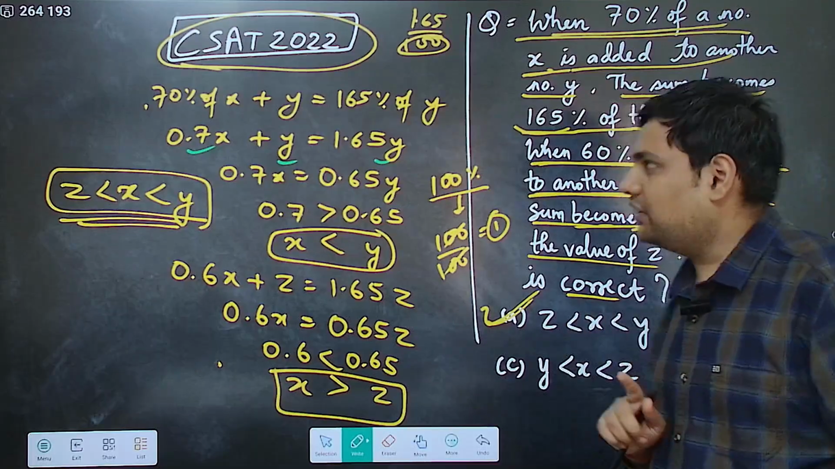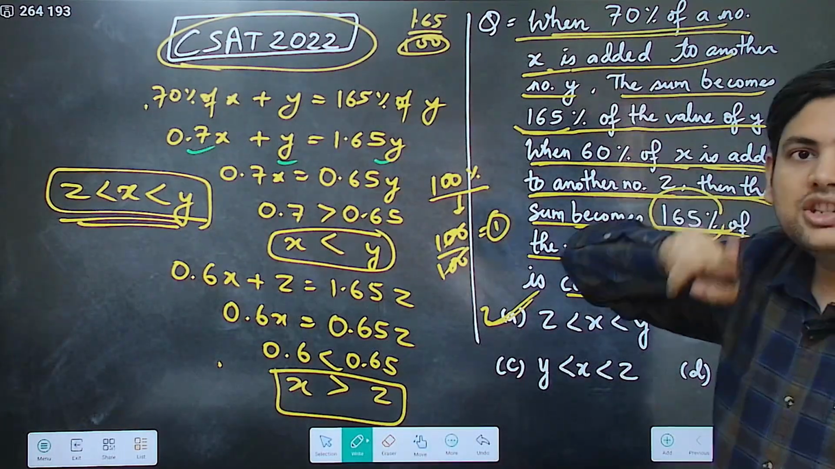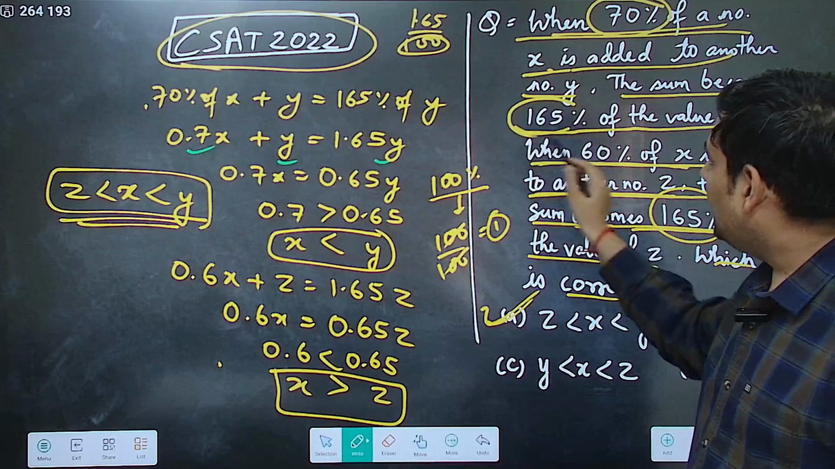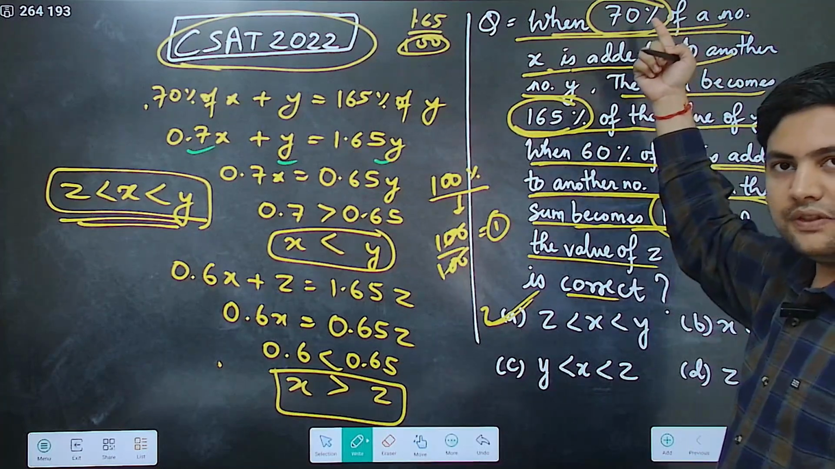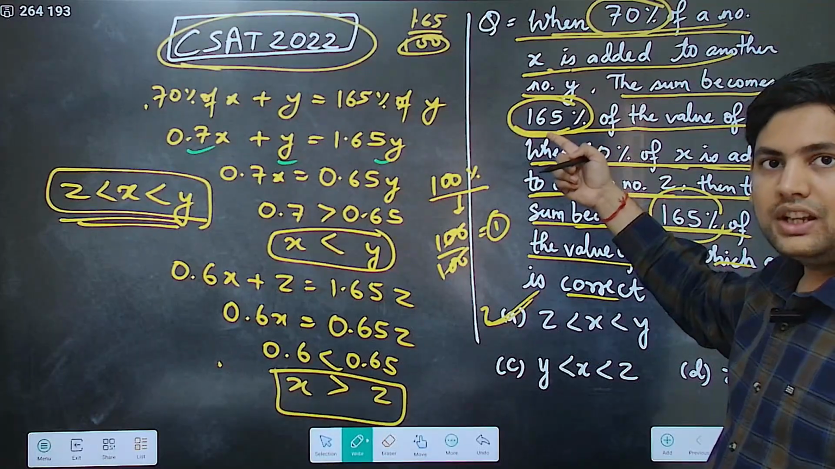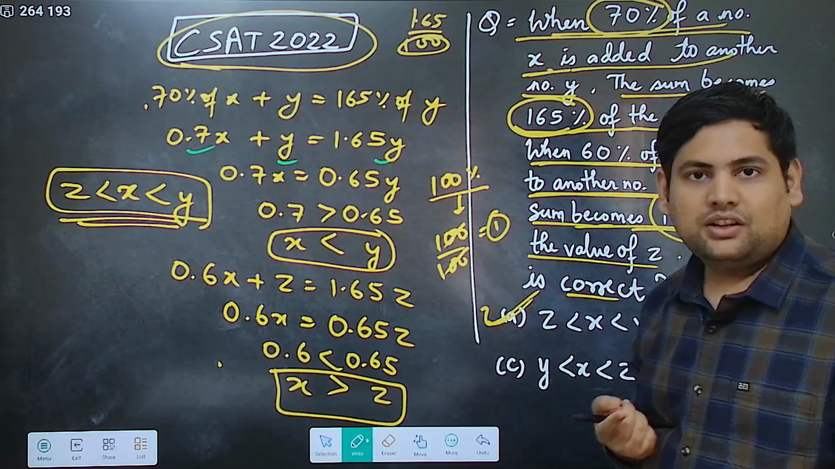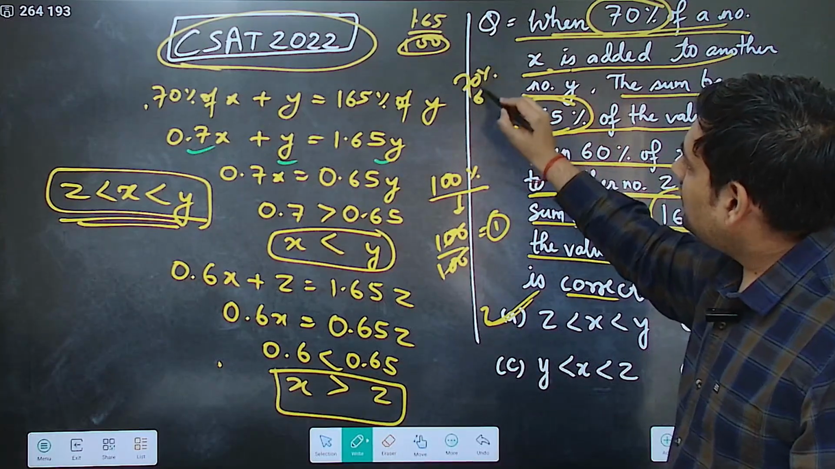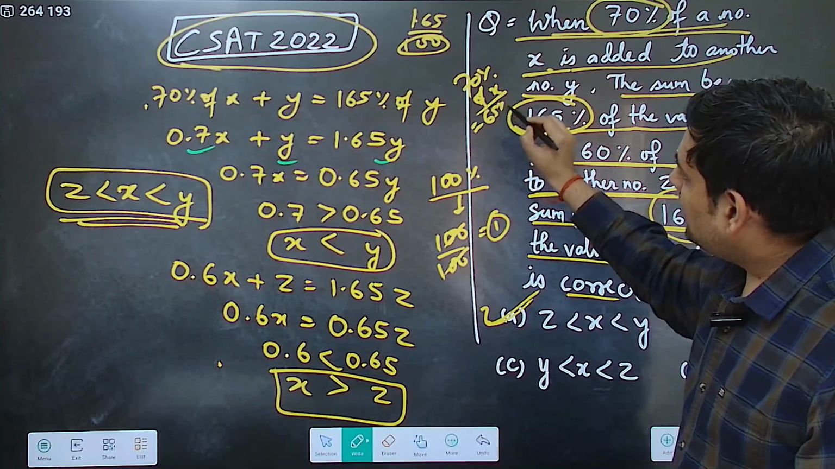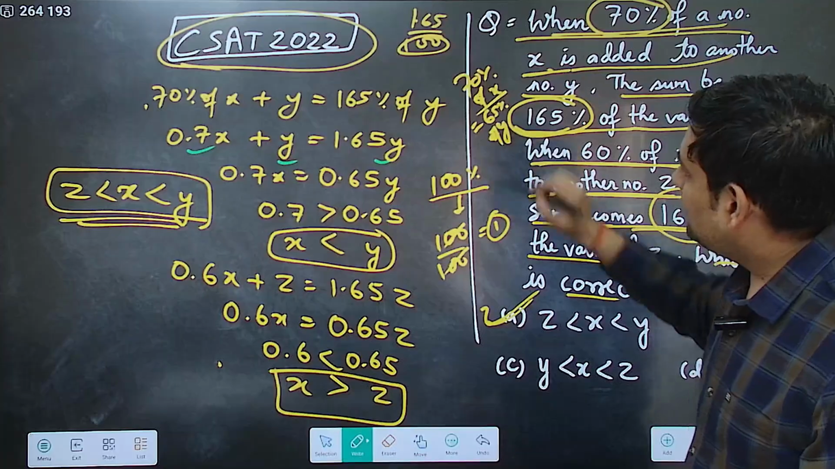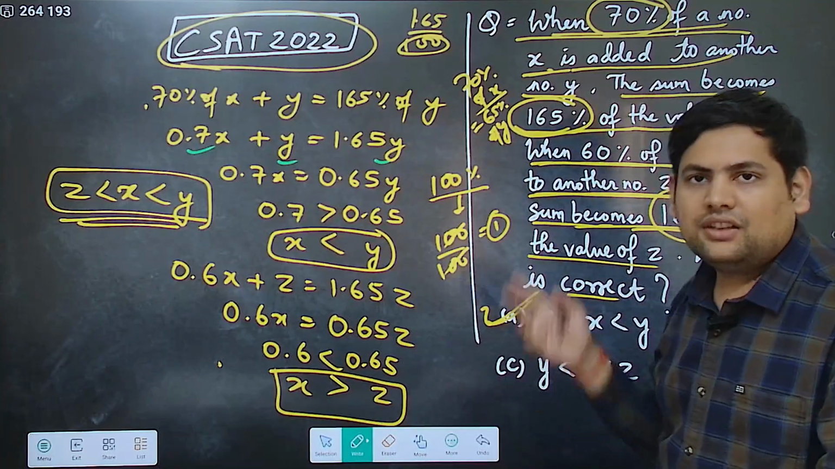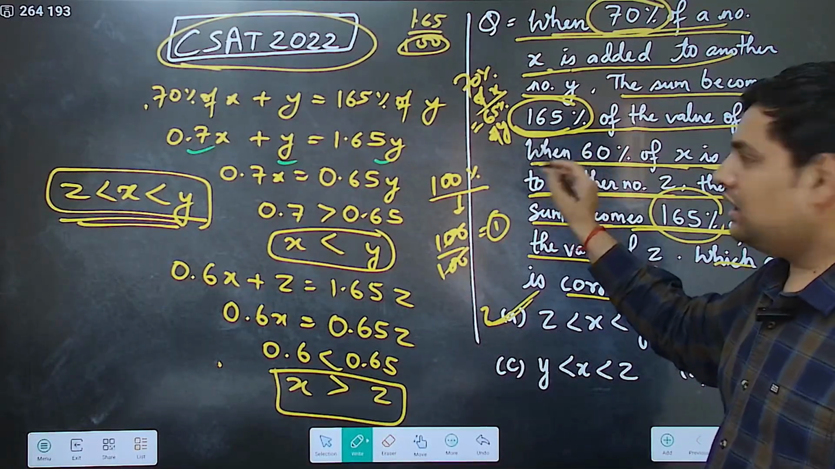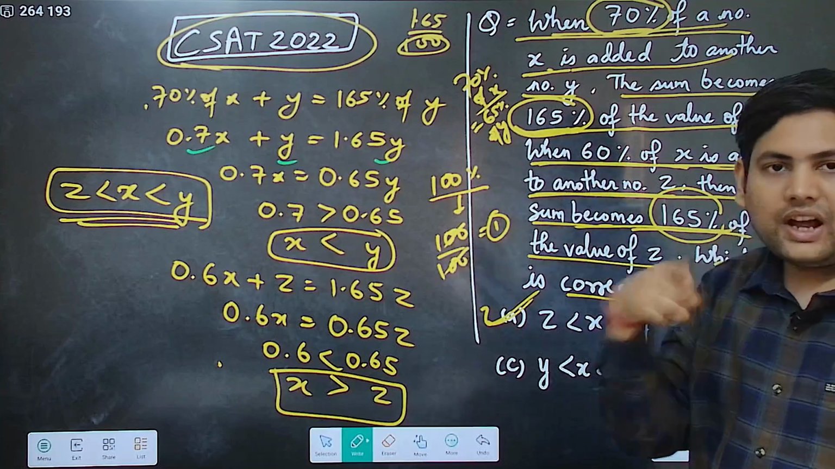Now see carefully. How much x are you adding to y? You are adding 70% of x, and how much are you gaining in y? You add 70% of x, but you gain only 65% of y, because 100% is 1, correct? So that means when you add 70% of x, you get 65% of y. Clearly this tells you that y is much bigger than x. So from here, 70 and 65. That means y is bigger than x.